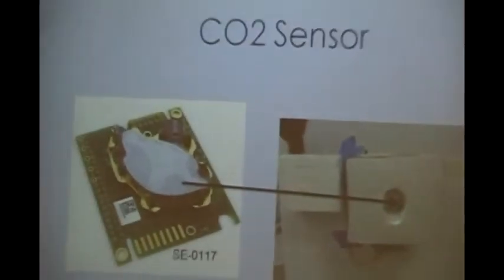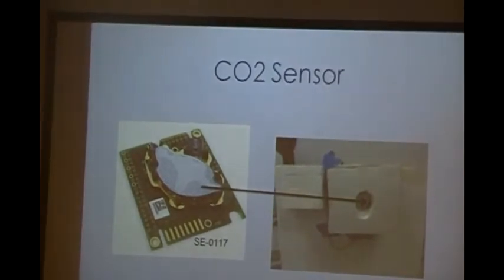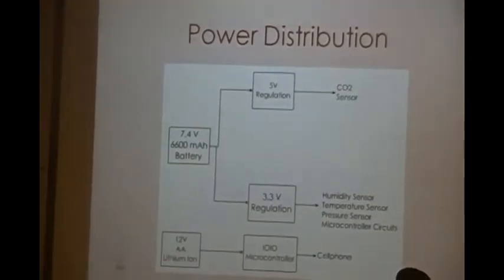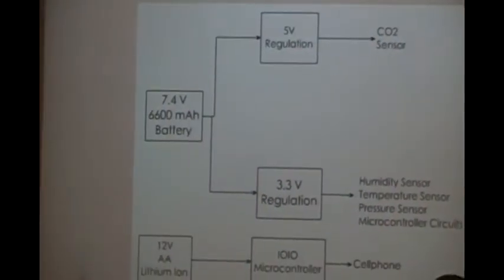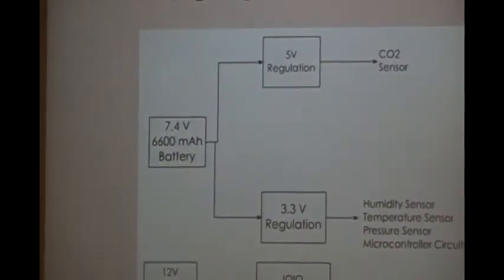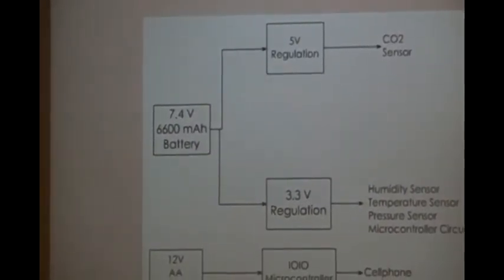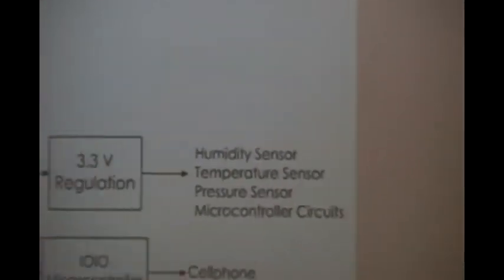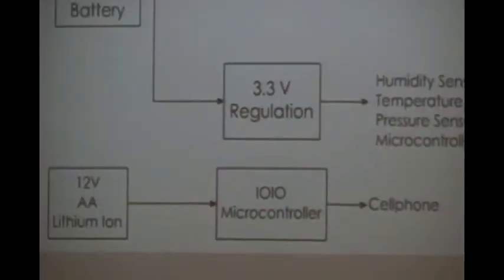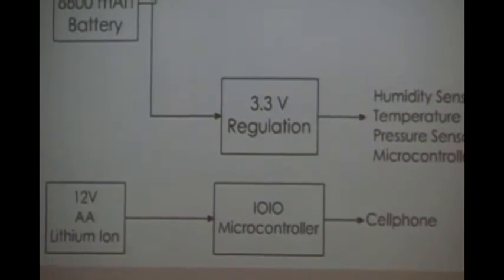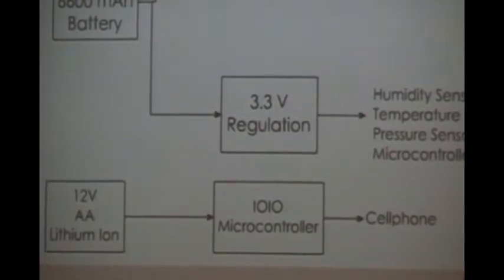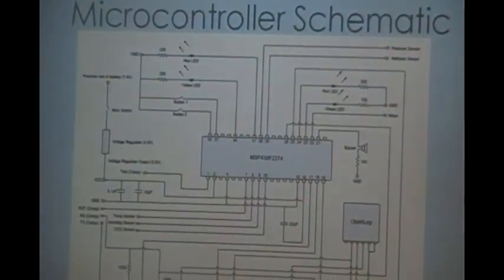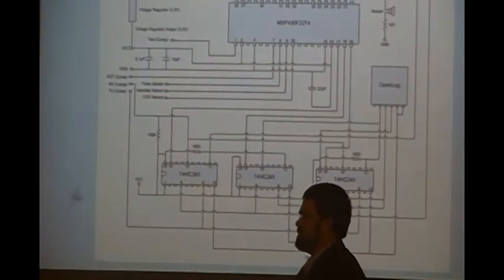And this is the CO2 sensor, which comes calibrated to a specified range that we want, so we don't need to do any circuits for that. And we have a power distribution system where we have one 7.4-volt battery, which goes into a 5-volt regulator for the CO2 sensor, and a 3.3-volt regulator for the rest of the system, which is humidity sensor, temperature sensor, pressure sensor, and the old microcontroller circuits. And we also have 12 volts of AA lithium-ion batteries, which is to power the IO microcontroller. We're using the MSP430F2274 to process all the data, and Minh will talk about that.